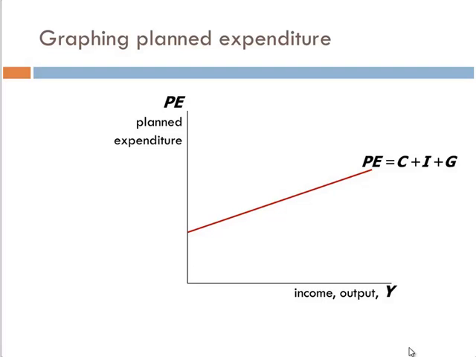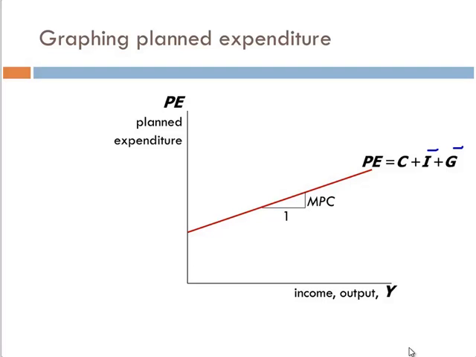So let me go ahead and graph the planned expenditure function. And there are some aspects to this that are important. First of all, the slope of this planned expenditure function. What is that going to equal? Well, first of all, I is fixed and G is fixed. So the only thing in here that's changing is the consumption function. And so the slope of the planned expenditure function is going to be the slope of the consumption function.